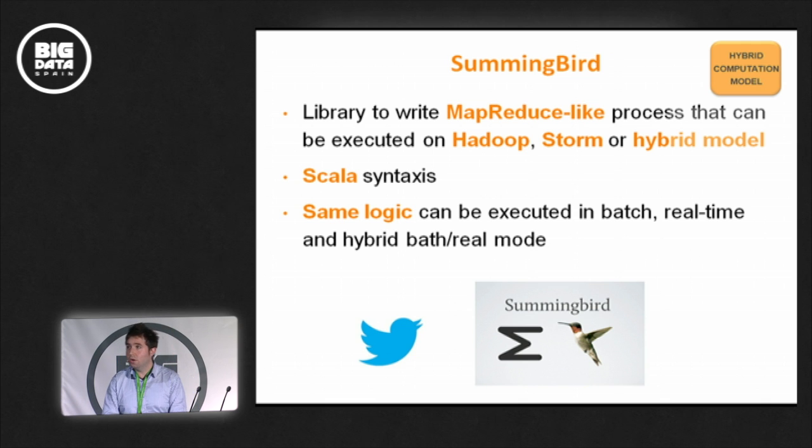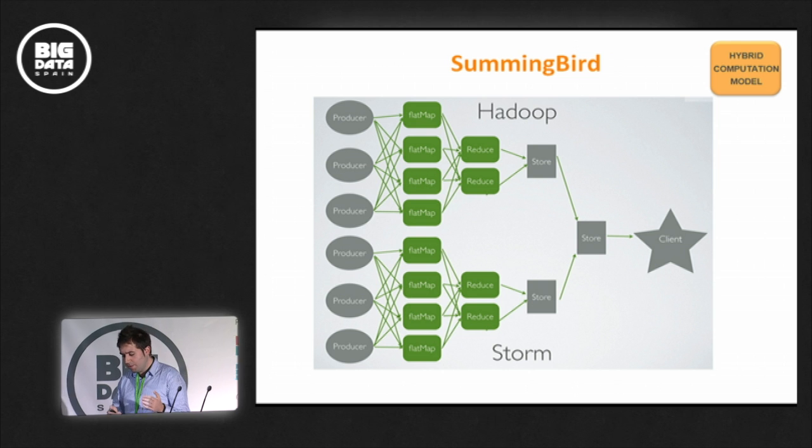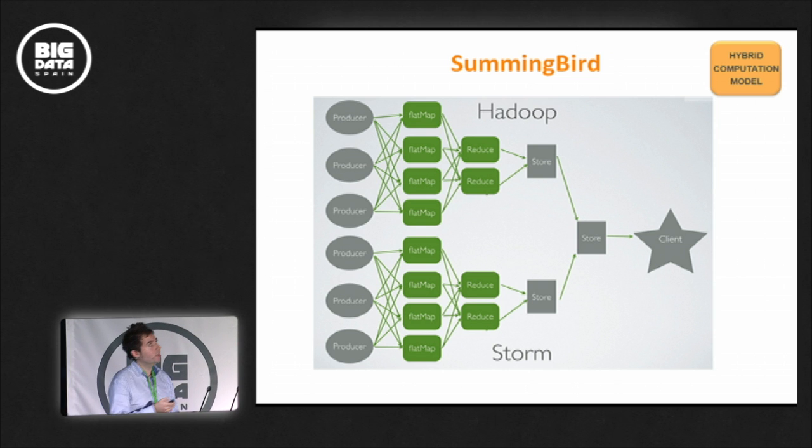Summingbird was open sourced a couple of months ago. It's being developed by Twitter. And basically, Summingbird is a library to write MapReduce jobs that you can execute in batch processing using Hadoop, in real-time processing using Storm, or even in a hybrid computation model using both platforms. This is more or less the high-level architecture of Summingbird. There is some kind of batch processing layer using Hadoop, some kind of real-time processing layer using Storm, and a combination layer to merge the results.